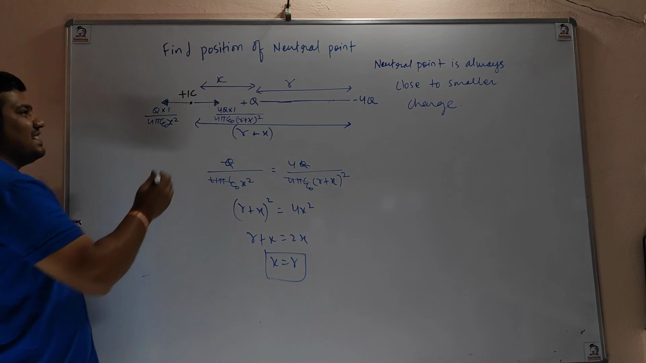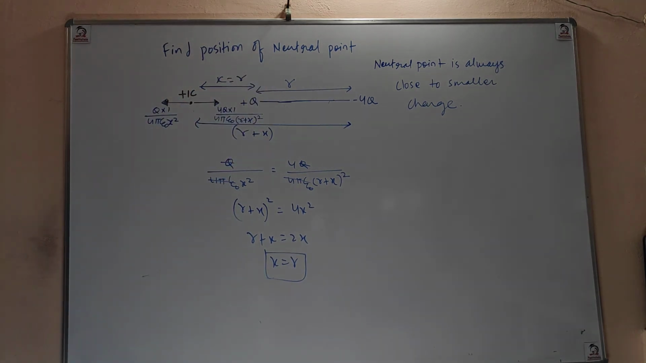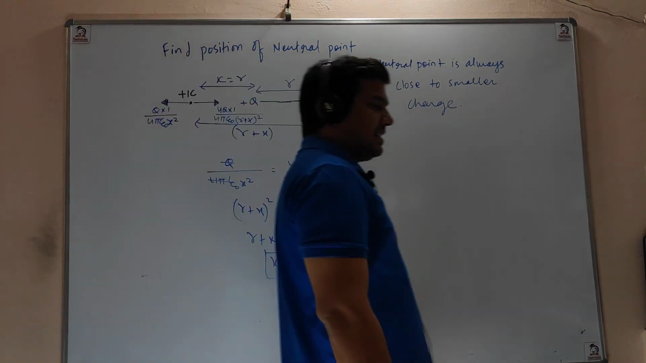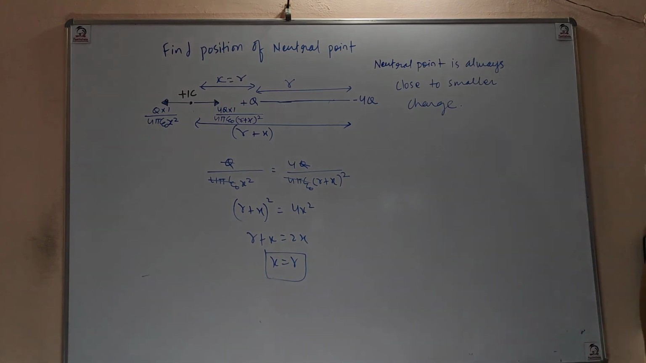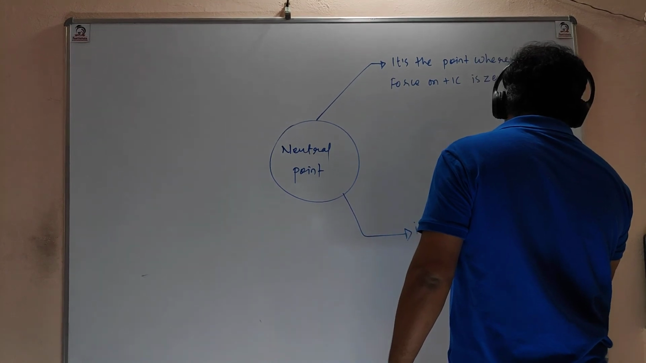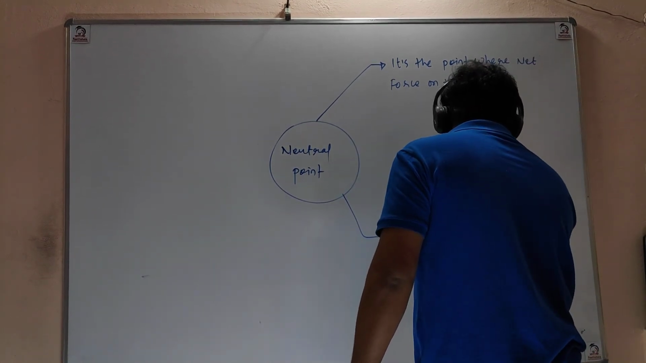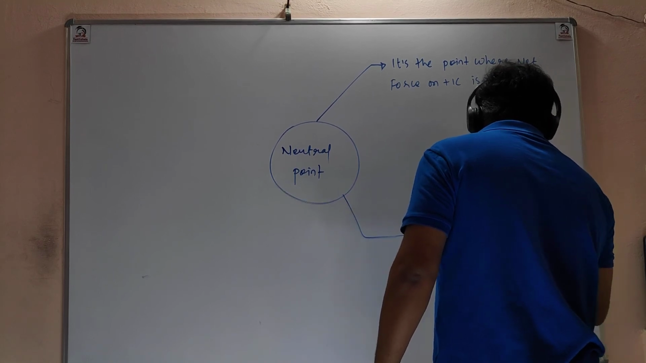So at a distance r outside, towards the plus q side, at a distance r close to plus q, we will get the neutral point. It is always close to the smaller charge.